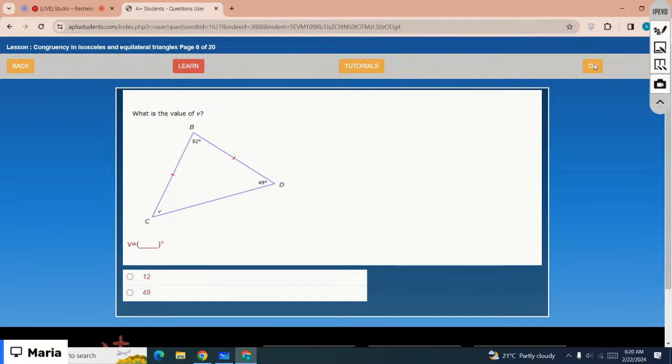What is the value of B? Which is the correct option? The correct option is 49, right? B equals 49 degrees.